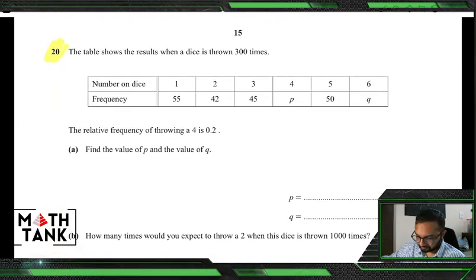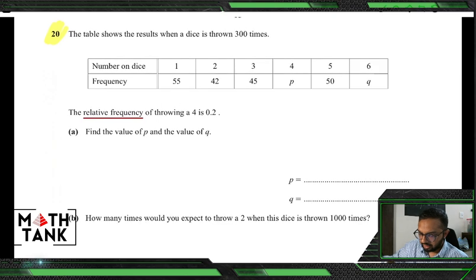Okay. Let's look at this one. It says the table shows the results when a dice is thrown 300 times. Relative frequency. Now, relative frequency was added to your syllabus in 2018. That's when you start seeing the questions. Of throwing a 4 is 0.2.